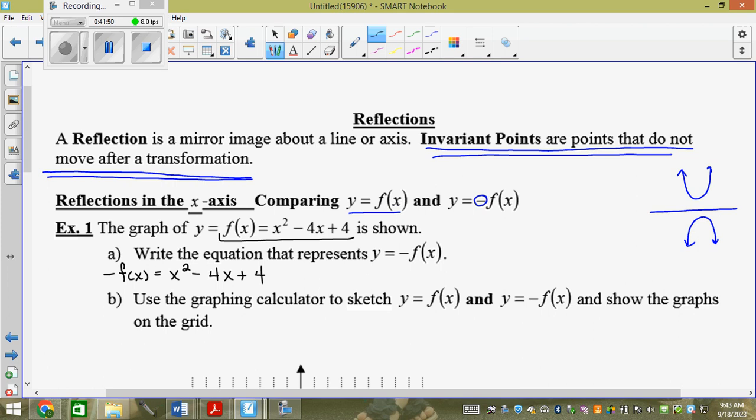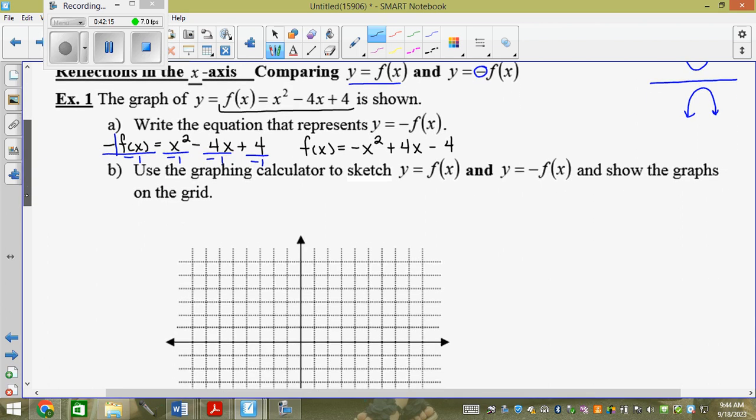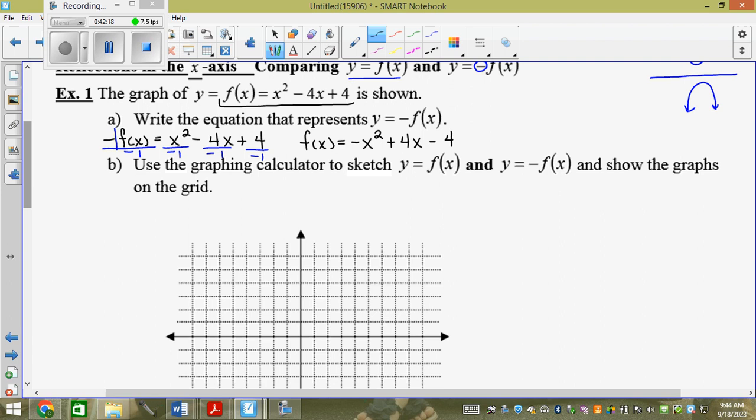So how do I get rid of this negative 1 in front? Because that's technically what it is. Divide by negative 1. And you can divide every term by negative 1. So you actually get f of x equals negative x squared plus 4x minus 4. So we want to sketch this one. So type x squared minus 4x plus 4 into your calculator.